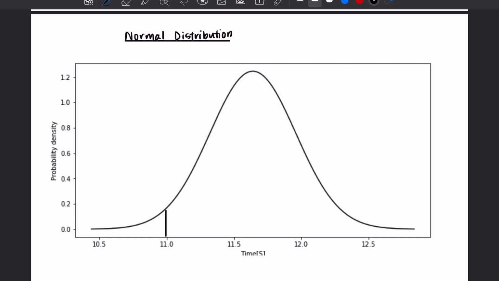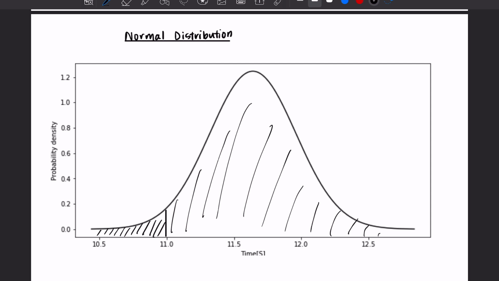then we would integrate from 10.5, the fastest time, to 11, and the area underneath would be equal to the probability. Therefore, this also means that if we integrated the entire function from 10.5 to the slowest time or the end of the function, the area under the curve would be equal to 1.